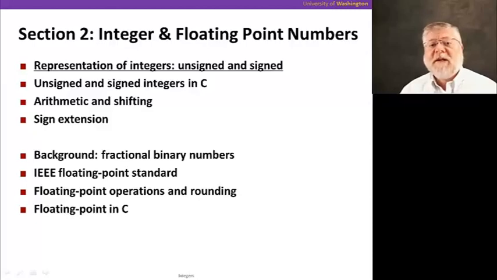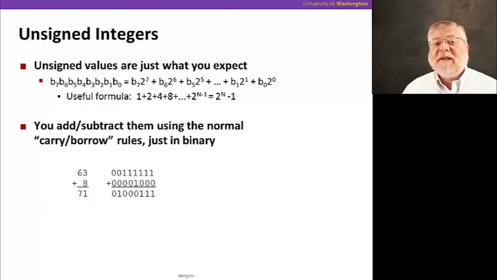Now that we've seen a basic encoding, let's turn our attention to encoding integers. And we're going to talk about both unsigned integers, positive numbers, as well as signed integers, integers that can represent both positive and negative values. Let's start with a basic example of binary number representation.